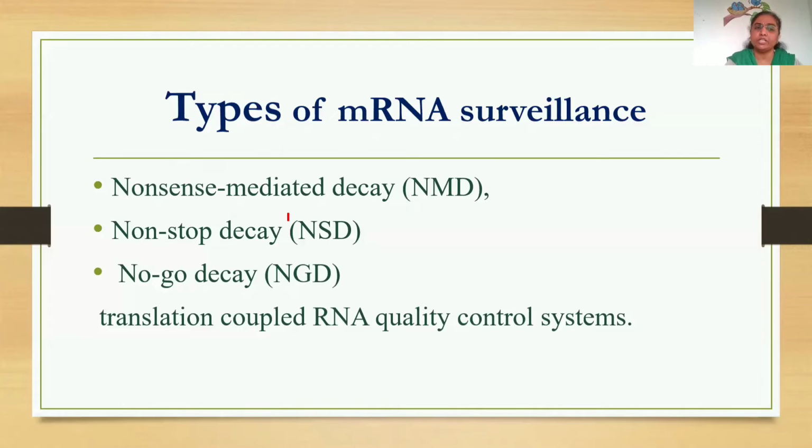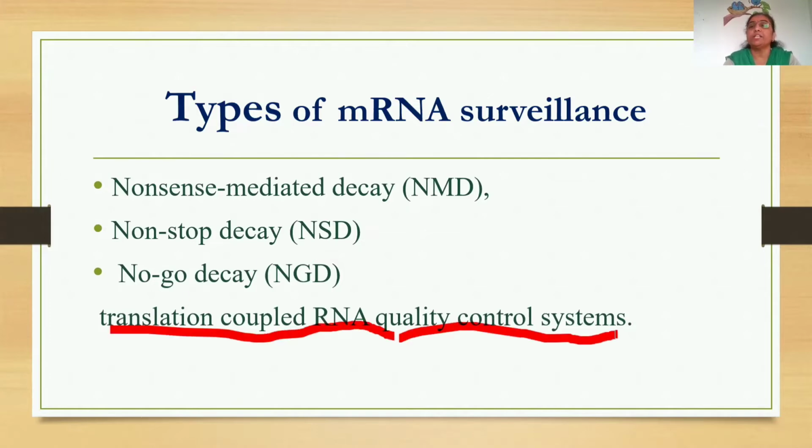Today we are going to learn about no-go decay, which is one of the mechanisms of mRNA surveillance. We have already seen nonsense-mediated decay and non-stop mediated decay. All these three mechanisms are translation-coupled RNA quality control systems. That is, they check the quality of the mRNA.